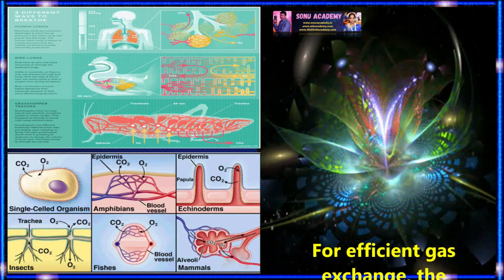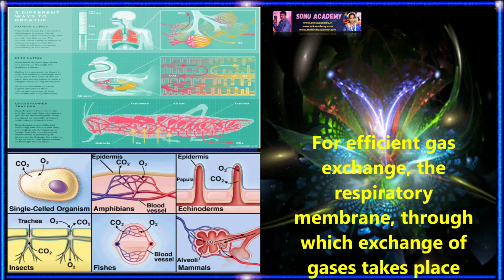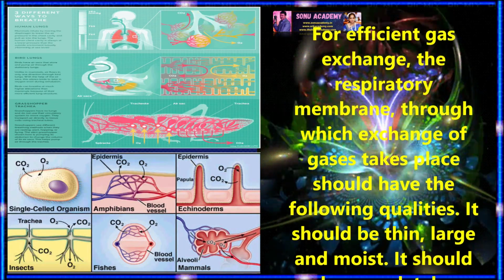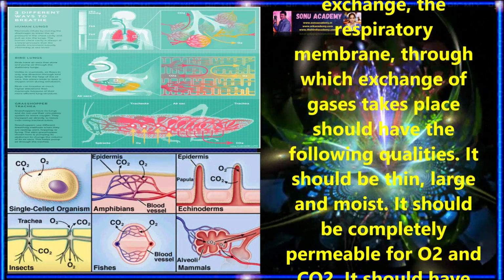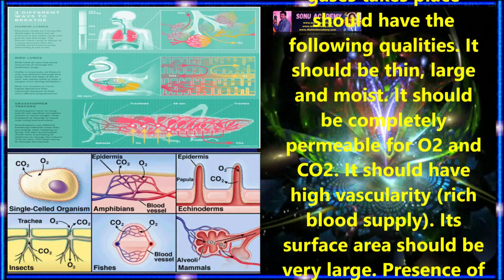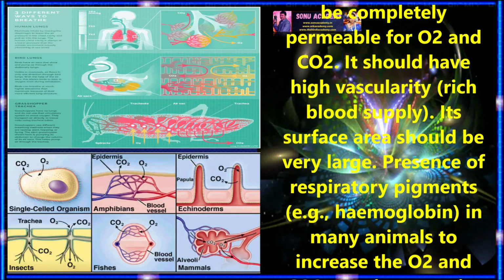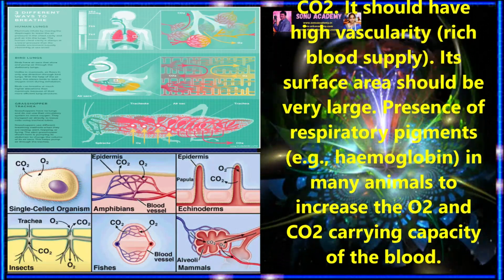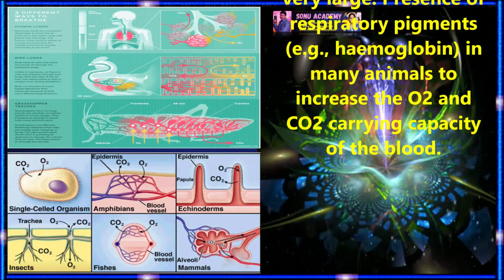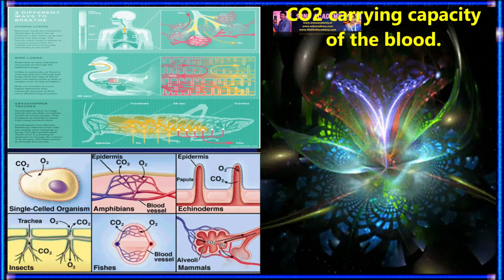For efficient exchange of gases, the respiratory membrane through which gas exchange takes place should have the following qualities. It should be thin, large, and moist. It should be completely permeable for oxygen and carbon dioxide. It should have high vascularity, meaning rich blood supply. Its surface area should be very large. There should be the presence of respiratory pigments, for example hemoglobin, in many animals to increase the O2 carrying capacity of blood.